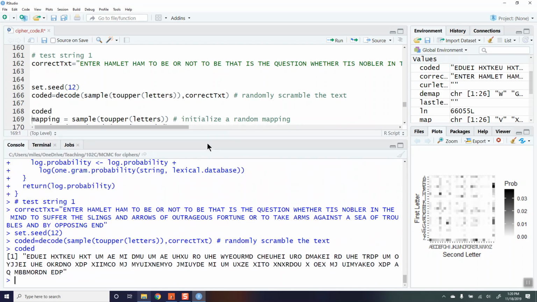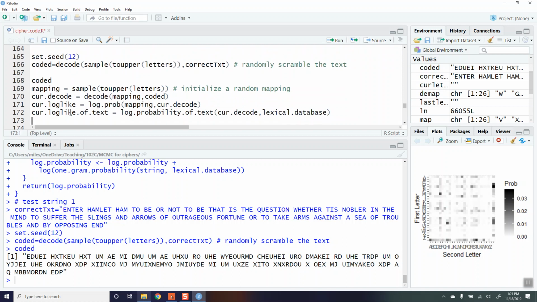So here we have used our decoder key, and we get this. We can't read this, right? This is nonsense words. You look at this and you go, well, maybe this is some foreign language, but probably not, right?